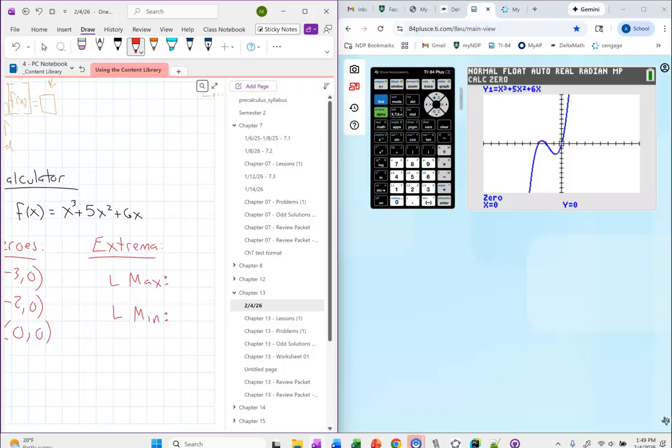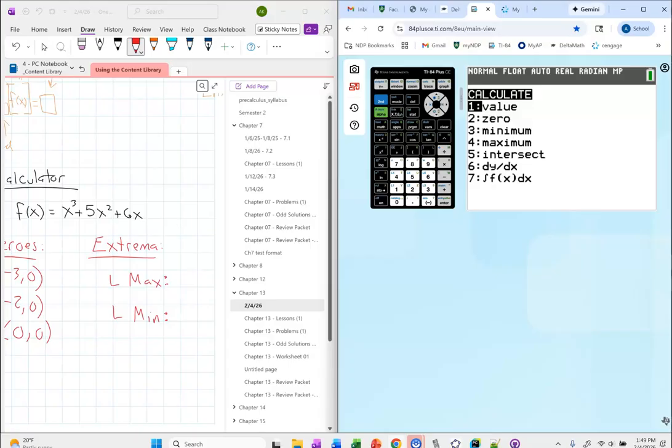Now I'm going to find the coordinates for these, and we'll round those to like 2 decimal places or something, because they're probably going to be kooky decimals. Everybody ready? Okay. We are going to once again press second and trace.